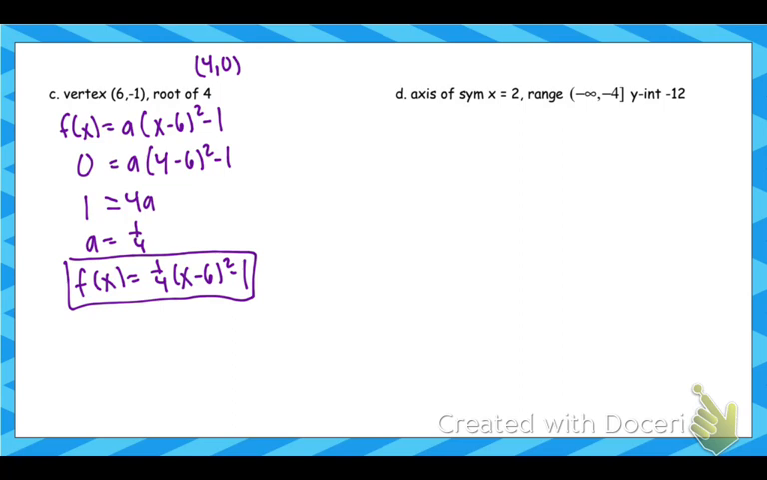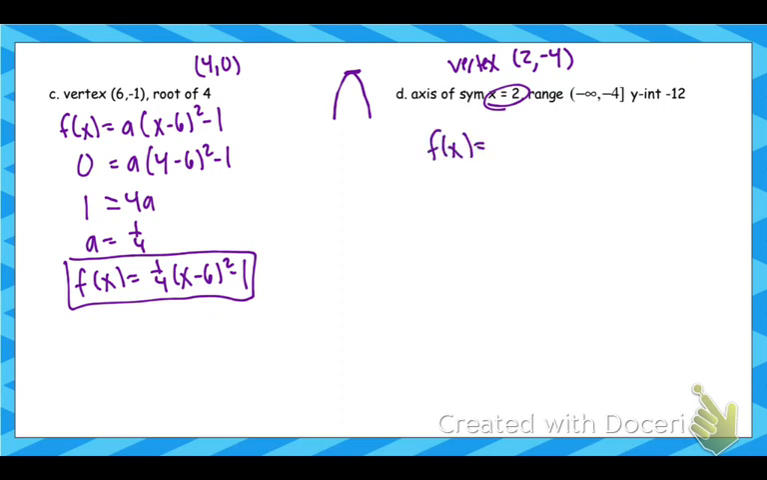All right, let's try the next one. Again, we're using vertex form. It doesn't tell us the vertex, but it gives us a ton of information that helps us determine what the vertex is. So first of all, it tells us the axis of symmetry. Well, we know the axis of symmetry is the x-coordinate of the vertex. So I know that my vertex is going to have an x-coordinate of 2. It also tells us the range, negative infinity to 4. Well, that means that my graph is going to look something like this, and the highest y value, the vertex, is going to have a y value of negative 4. And we also know it's going to open down.